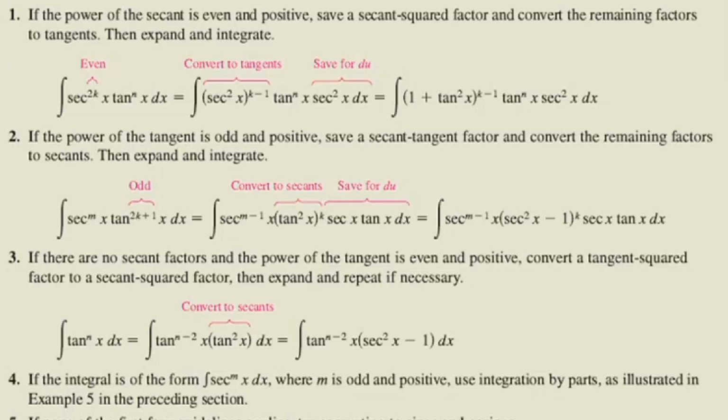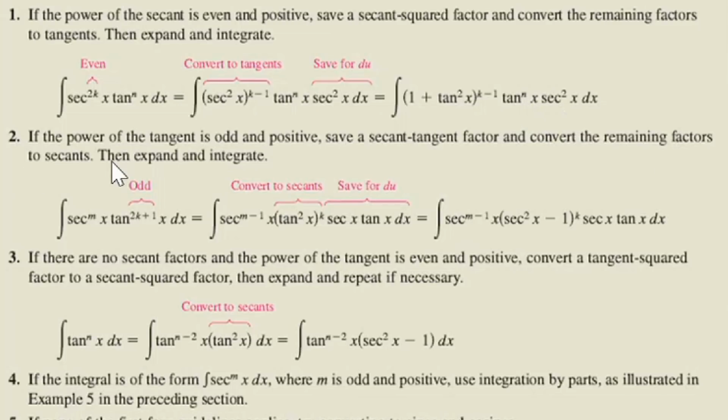So we have the guide here. The integral of secant to the power of 2k of x times tangent to the power of n of x dx is equal to secant squared of x to the power of k minus 1 times tangent to the power of n of x times secant squared of x dx. And that can now be written as the integral of 1 plus tangent squared x to the power of k minus 1, that is coming from the identity of secant squared x, then times tangent to the power of n of x secant squared x dx.